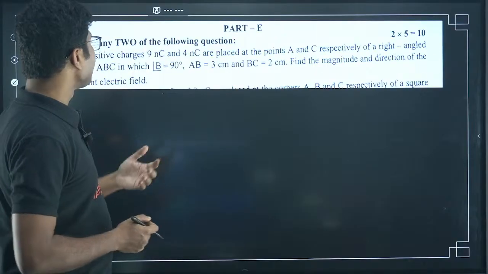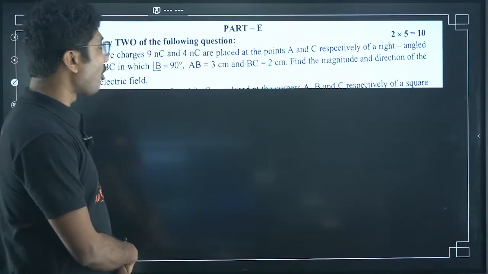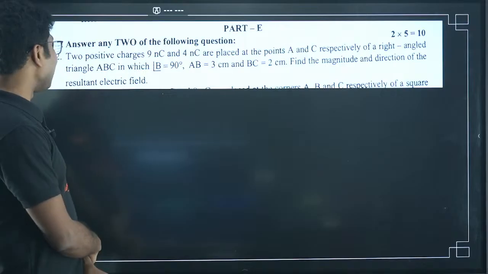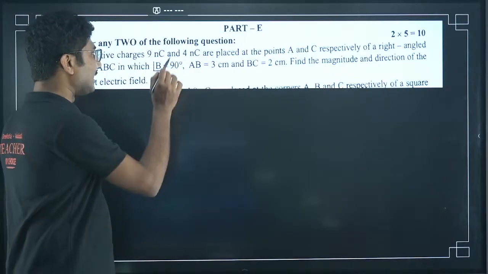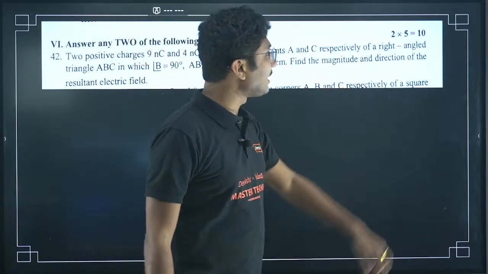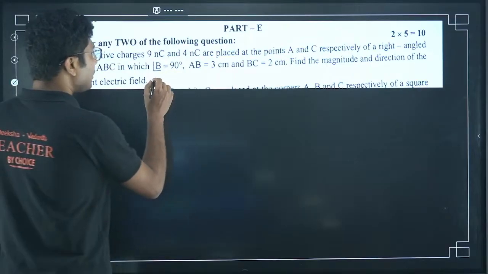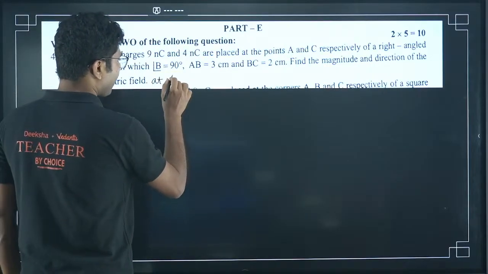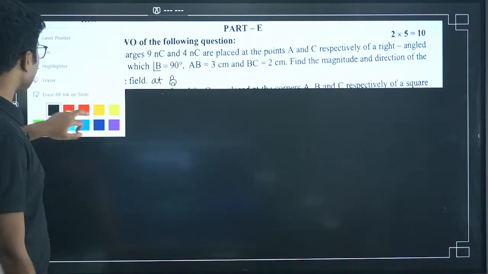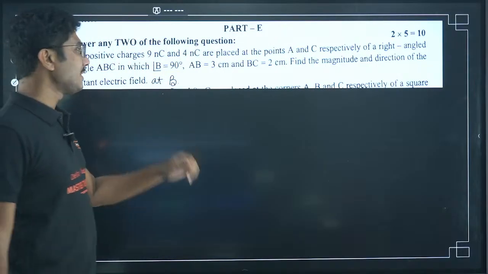But let's see. Two positive charges, 9 nanocoulomb and 4 nanocoulomb, are placed at the points A and C respectively of right angled triangle ABC, in which angle B is 90 degrees. AB is equal to 3 centimeter, BC equals 2 centimeter. Find the magnitude and direction of the electric field. Here one thing is missing: at where? You have to measure the electric field at a point, because different points will have different electric field. So this part is missing in the question. It should be at B.